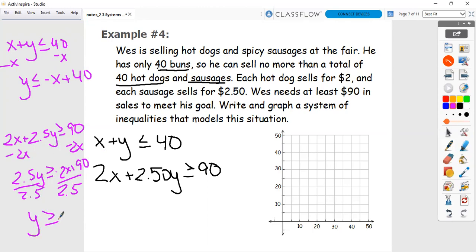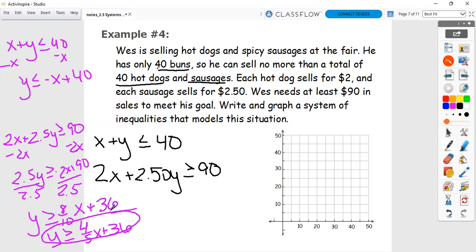Okay, and you can see here I'm solving each inequality into slope-intercept form. I am doing 2 divided by 2.5 to get 0.8, or 8/10, which then we could reduce, plus 90 divided by 2.5 will give us 36. And I'm going to go ahead and reduce that slope to 4/5x plus 36.